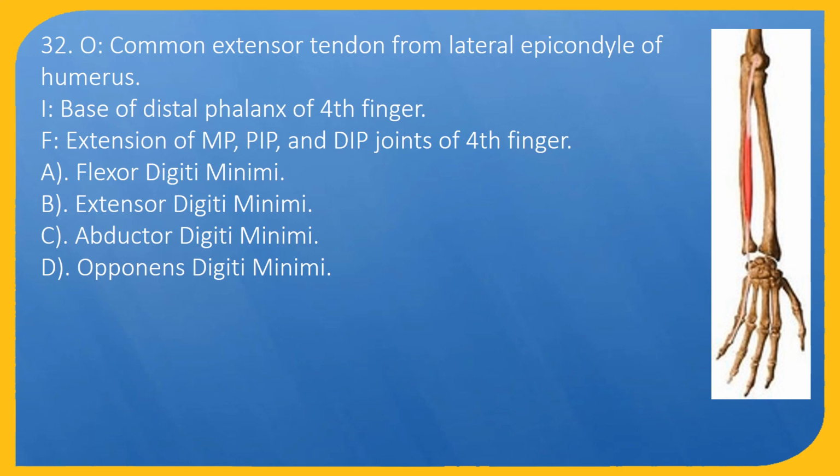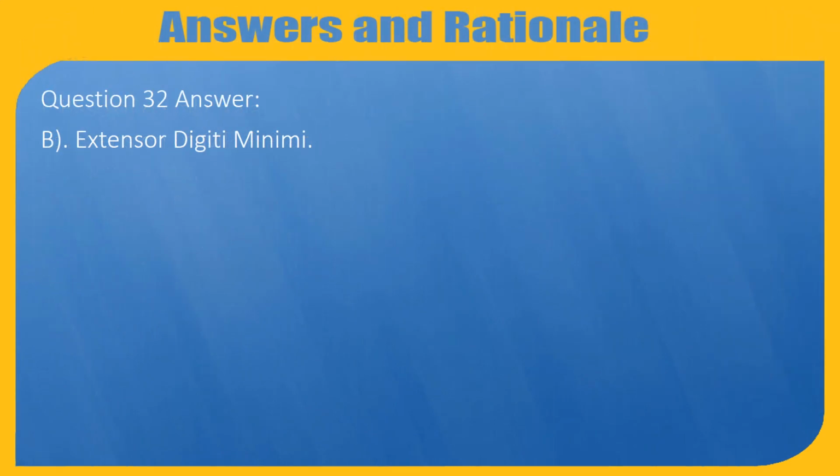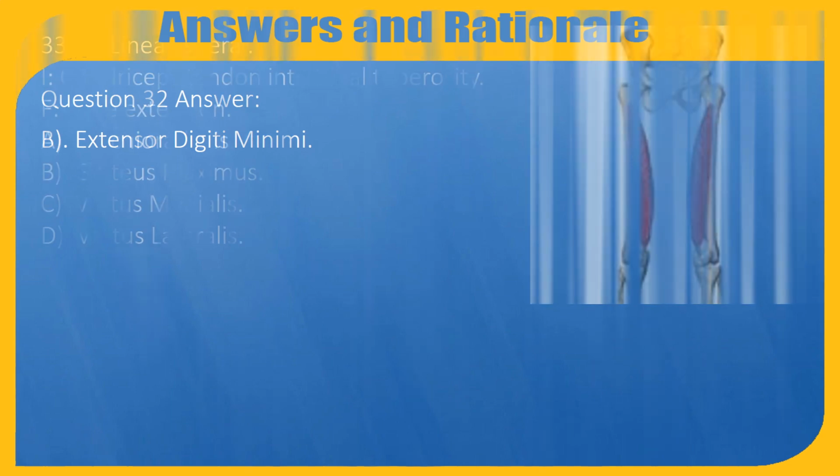Question 32. O: common extensor tendon from lateral epicondyle of humerus. I: base of distal phalanx of fourth finger. F: extension of MP, PIP, and DIP joints of fourth finger. A. Flexor digitorum. B. Extensor digitorum. C. Abductor digiti minimi. D. Opponens digiti minimi. Question 32. Answer B. Extensor digitorum.